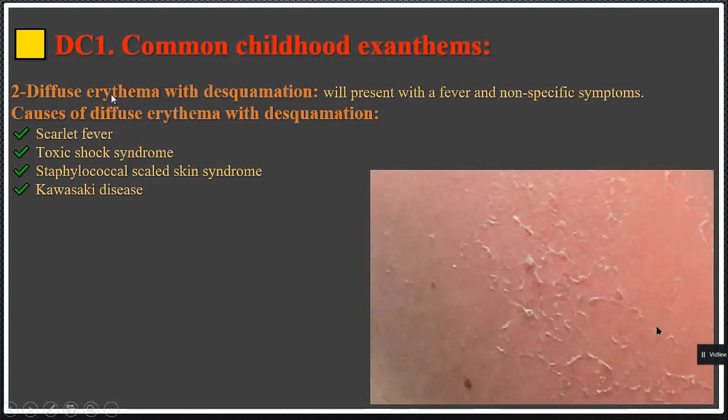Here, diffuse erythema with desquamation. So they can mention in the scenario diffuse erythema, they can mention desquamation. So the patient has fever, non-specific symptoms. And here you have to think about maybe scarlet fever, maybe toxic shock syndrome, maybe staphylococcal scalded skin syndrome, maybe Kawasaki disease. If you find desquamation in the scenario, it's supporting any of them.